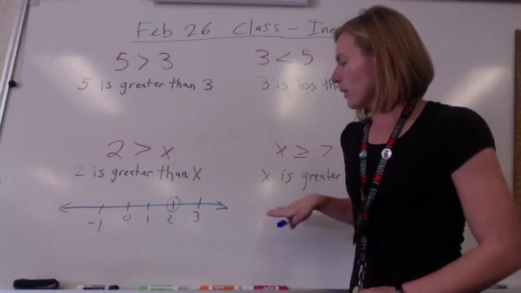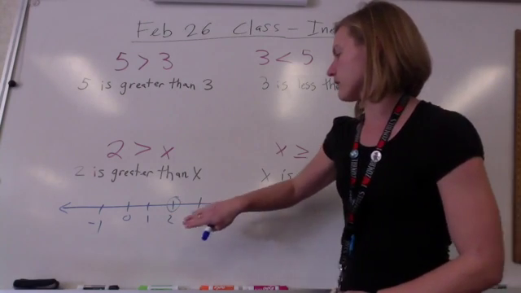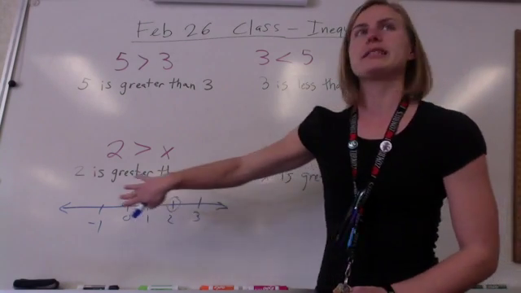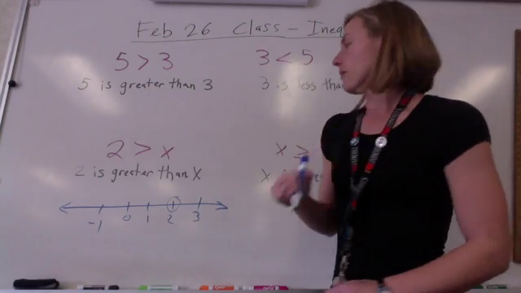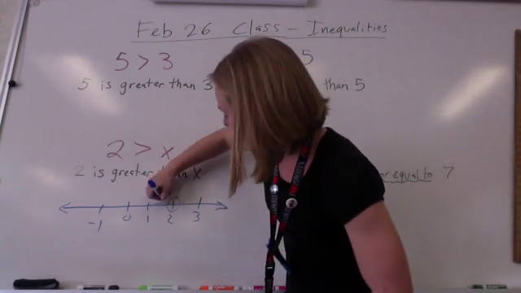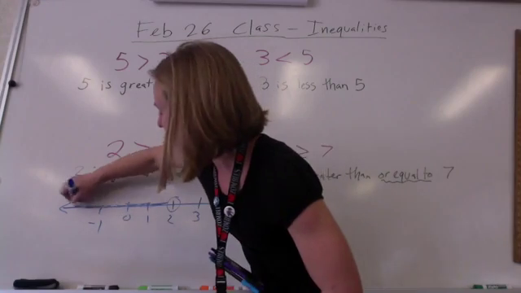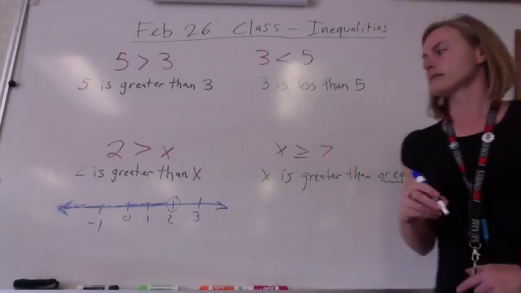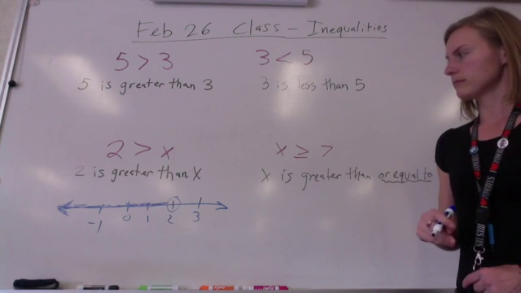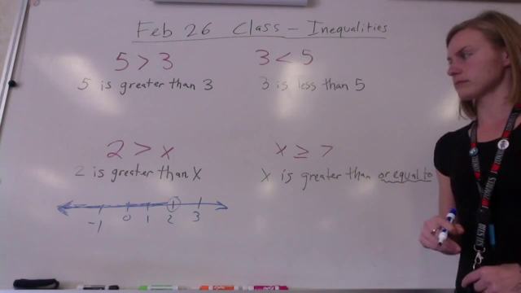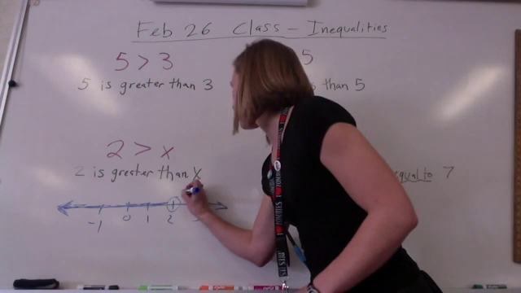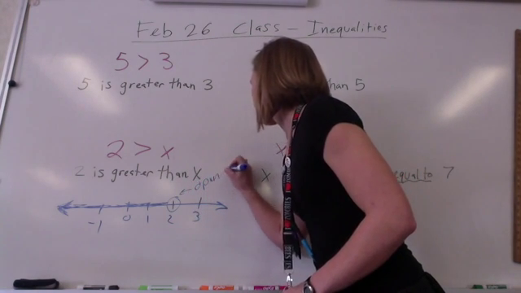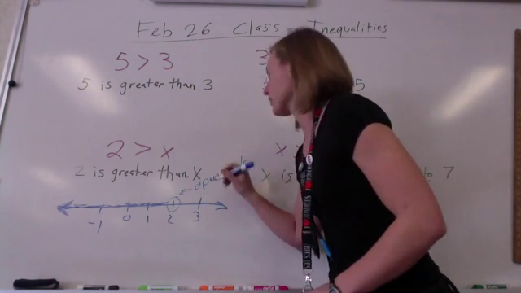And then where should I be shading? Should I be going up or should I be going down? Down. Because 2 is greater, then it's going to be everything else this way is the way that you would shade, or maybe you can highlight or just draw an arrow that way. So it's an open circle because it's not or equal to.